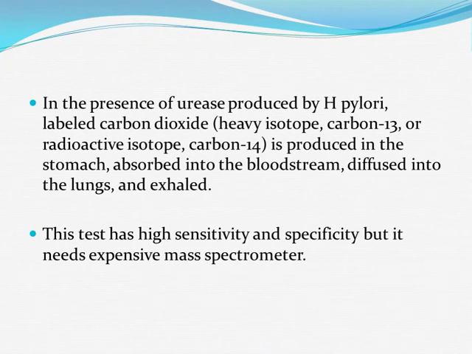In the presence of urease produced by H. pylori, labeled carbon dioxide, that is the stable isotope carbon-13 or radioactive isotope carbon-14, is produced in the stomach, absorbed into the bloodstream, diffused into the lungs, and exhaled. This test has high sensitivity and specificity, but it needs an expensive mass spectrometer.